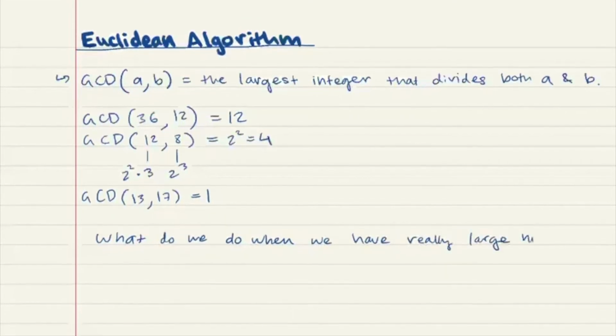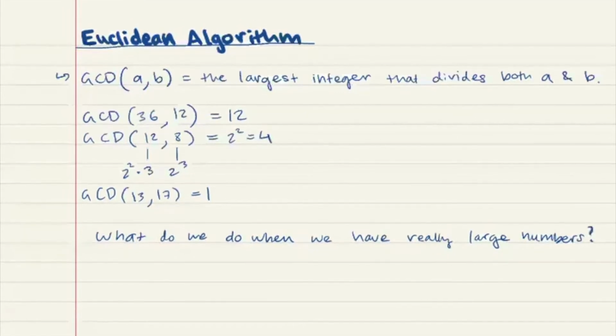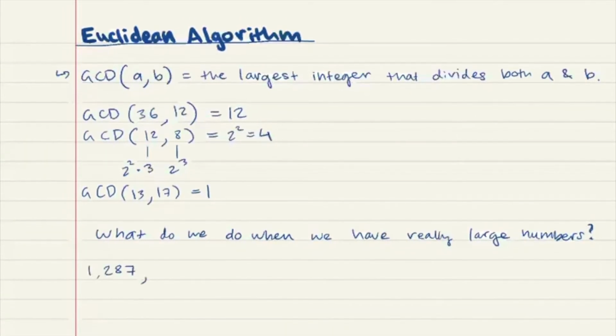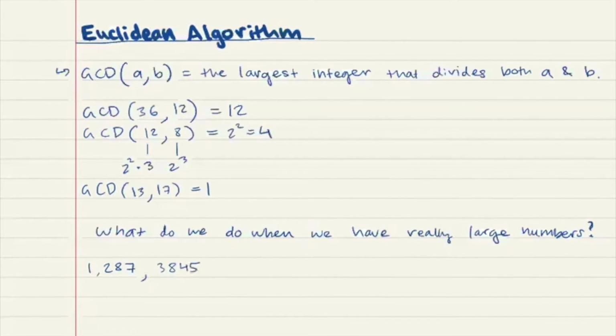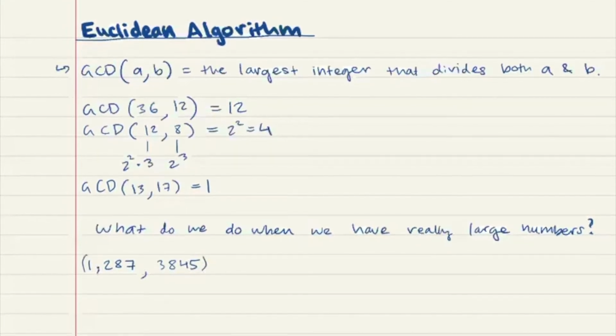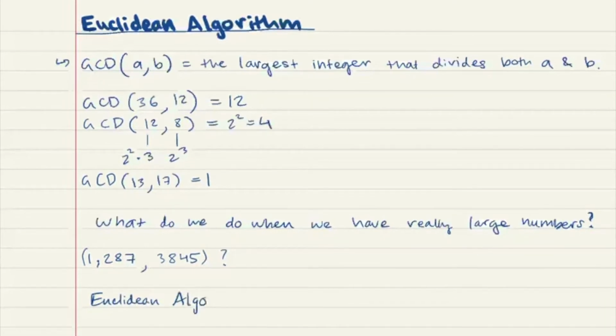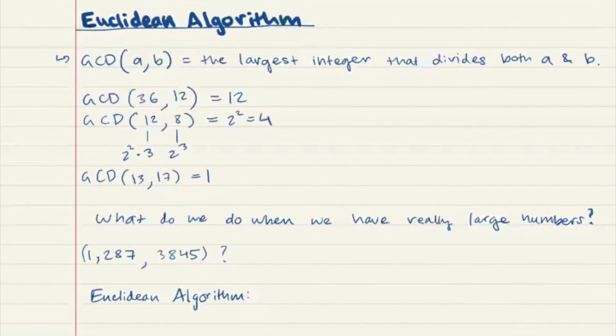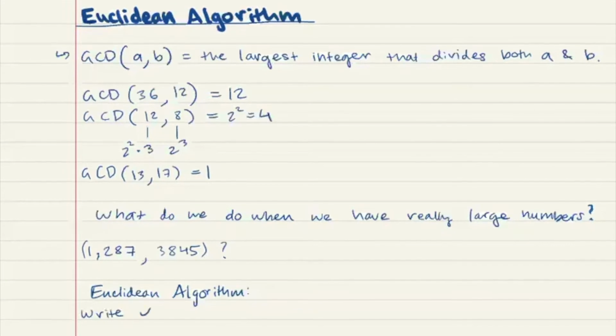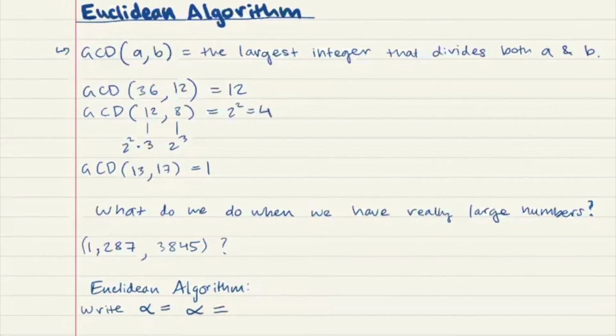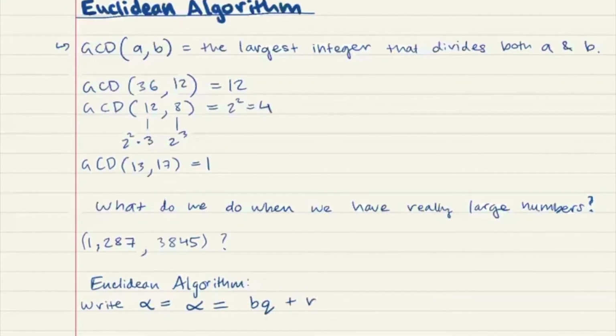But now, what do we do when we have really large numbers, like 1,287 and 3,845? Well, this is when the Euclidean algorithm comes into play. So, I've illustrated a bit about how this algorithm works, but it might be easier to understand with an example.